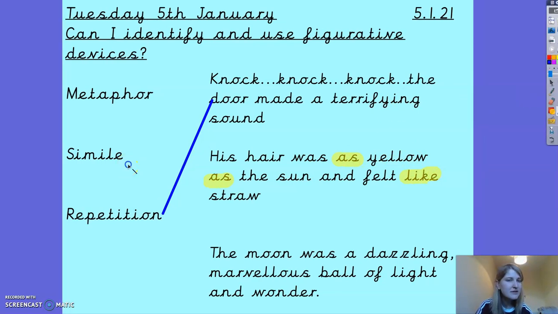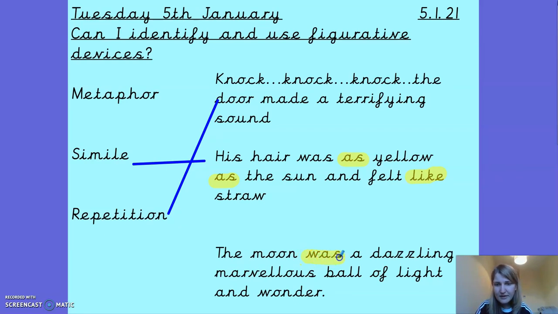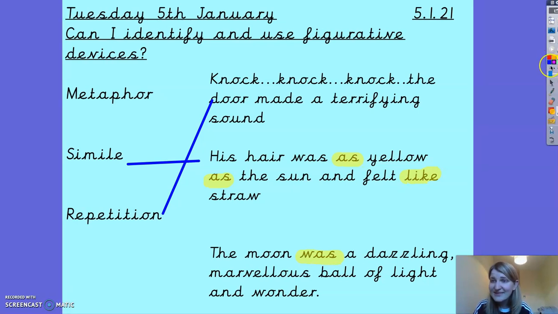And then that means the last one should be metaphor. Let's double check it though. The moon was a dazzling, marvellous ball of light and wonder. Again, we've got that was as a clue, haven't we? So bear with me while I get my highlighter. There we go. Was a dazzling, marvellous ball of light and wonder. We're saying it is something else. Yes, the moon is spherical, but it's not a big old ball, is it? So, yeah, that is that.